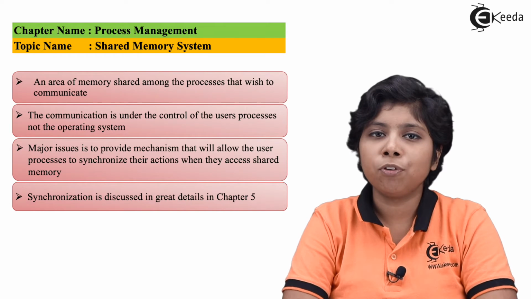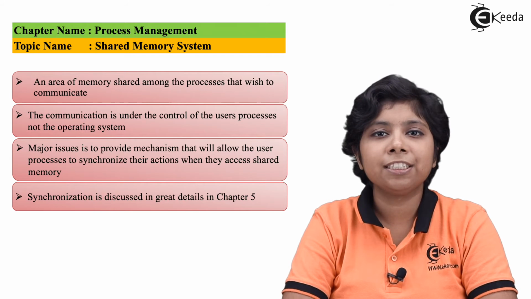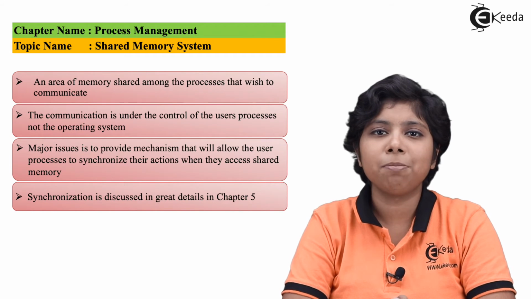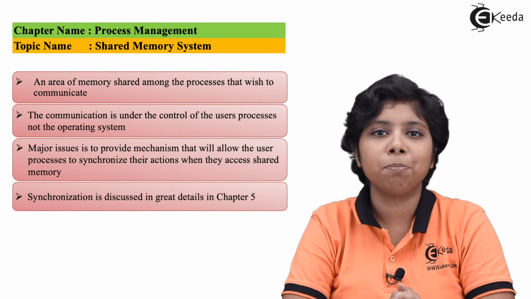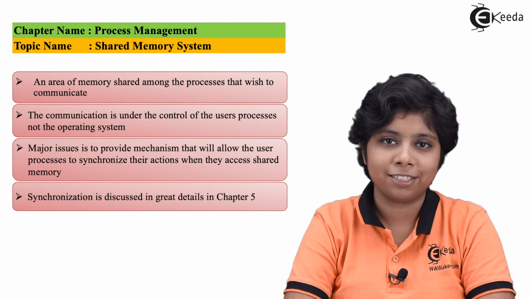If the buffer is full, then the producer has to wait for some time, and if the buffer is empty, then the consumer has to wait to get access to the shared buffer. This way, the shared memory system can make use of the buffer to exchange information between the processes.